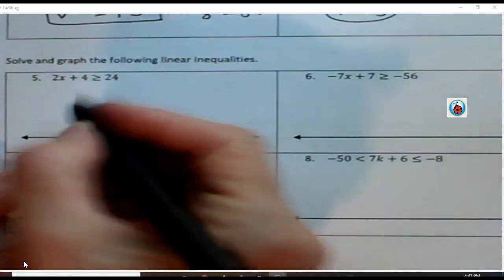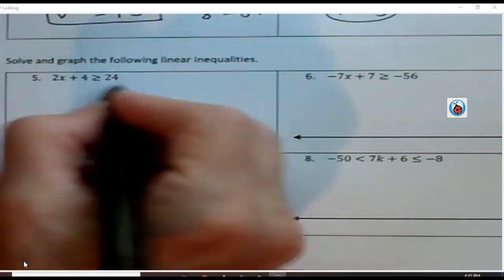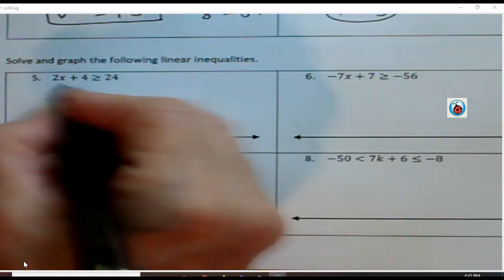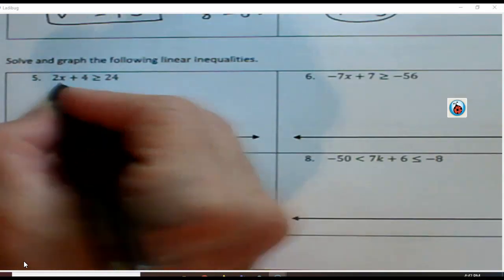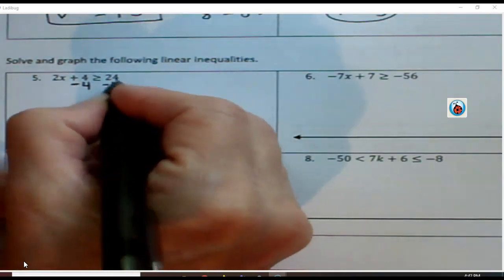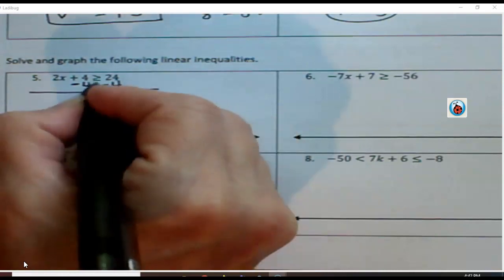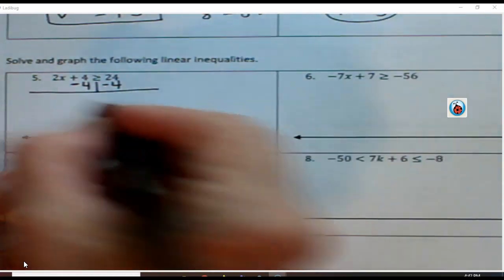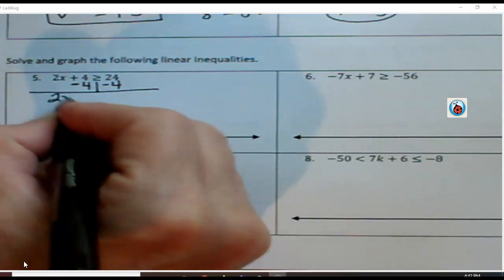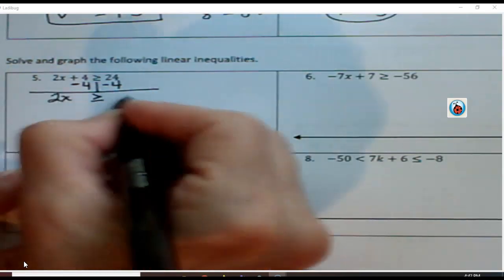Number 5. Right, very first thing, there's no parentheses. We don't have to worry about combining like terms. My letter is here to the left, so I'm going to numbers to the right. And the way you move the numbers to the right is by adding or subtracting. Here, since this is a positive 4, we're going to subtract. So you get 2x is greater than or equal to 20.